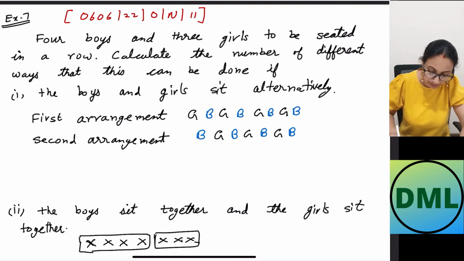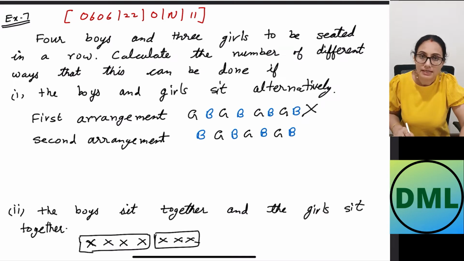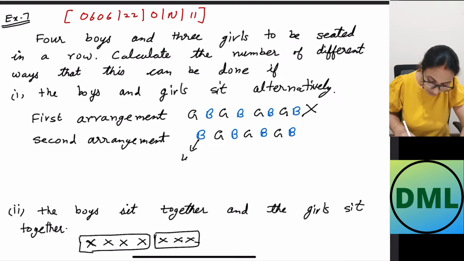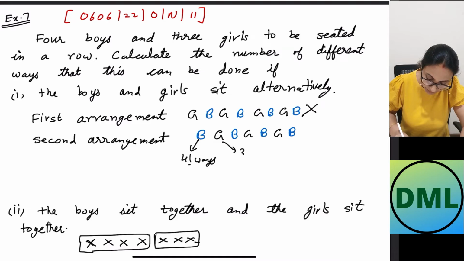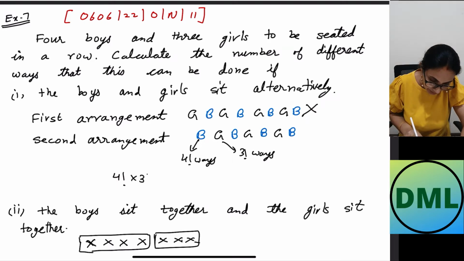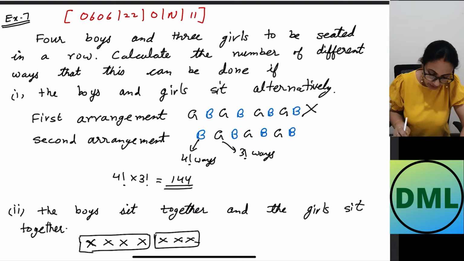That means I can't take the first arrangement. So we will follow with the second arrangement. To keep the 4 boys in a row can be arranged with factorial 4 ways. And 3 girls can be arranged in a row in factorial 3 ways. So the total number of arrangements is given by factorial 4 multiplied by factorial 3, which is equal to 144.